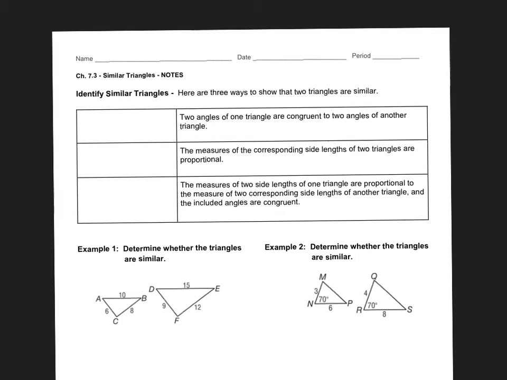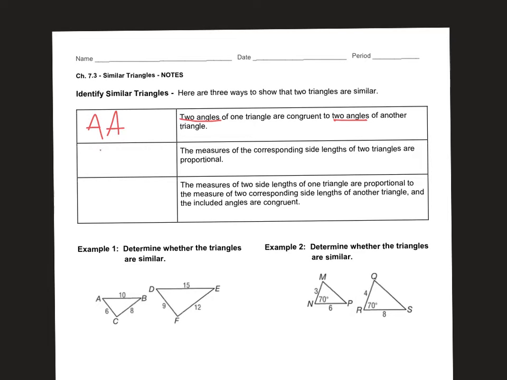This builds off the material from last week as well as some parts from similar triangles and congruent triangles from last semester. So, to start things off, there are three ways to show that triangles are similar. We have the angle-angle similarity. That happens when two angles of one triangle are congruent to two angles of another triangle.